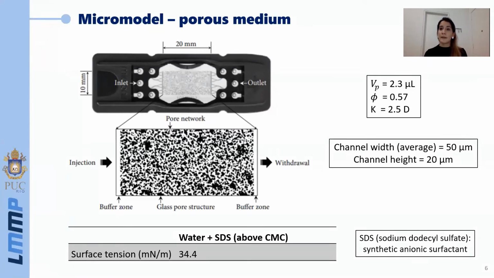It's a 2D micromodel made with glass by Micronit. Here you can see the glass pore structure, two buffer zones, one in the entrance and the other one in the outlet. Here are the sizes of the micromodel, the pore volume, porosity, and permeability, the properties of the micromodel, and the sizes of the channels. The surfactant solution here is a mixture between water and sodium dodecyl sulfate. And the surface tension between the surfactant solution and the gas is 34.4 millinewton per meter when we are above CMC, that is the critical micelle concentration.